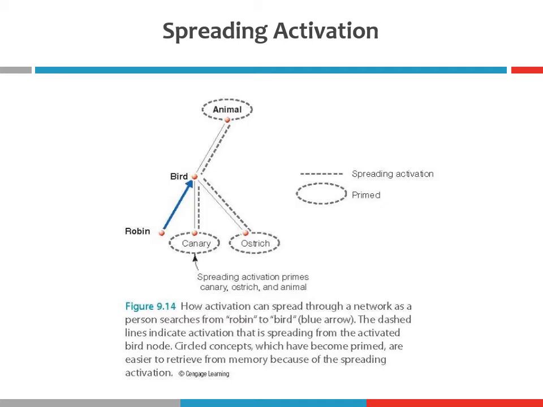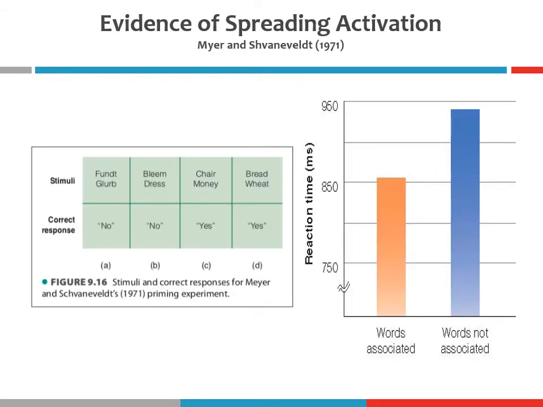Well, we know that because of experiments like this one. So in this particular experiment, what Meyer and colleagues did is they used something called a lexical decision task.